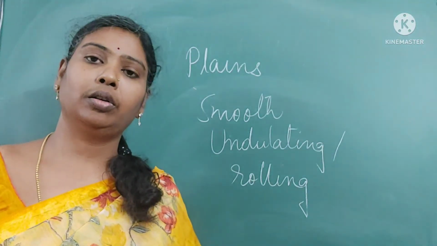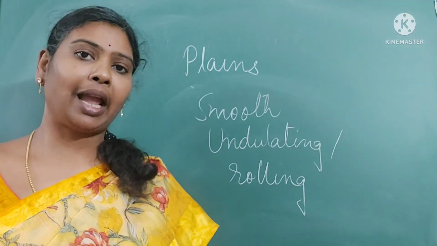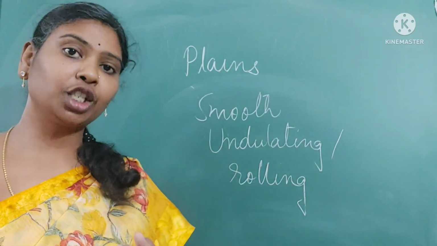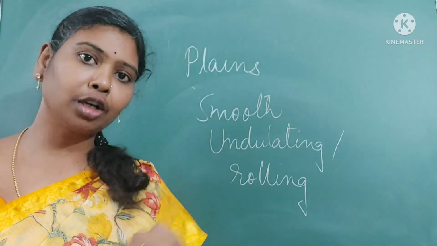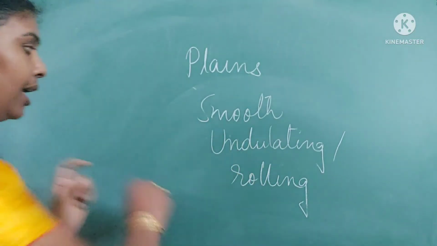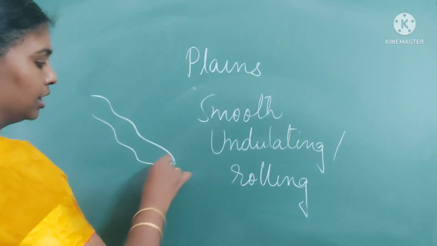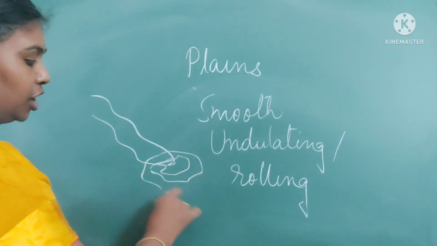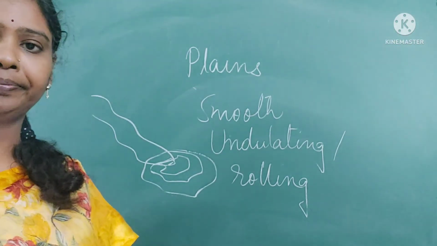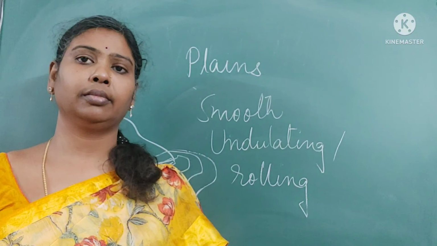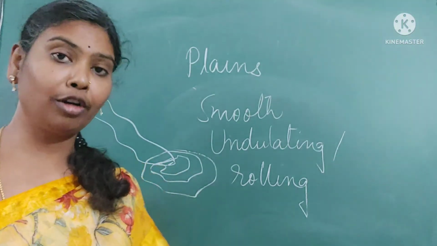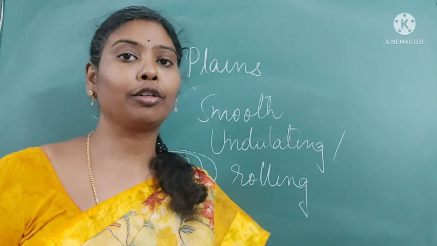Undulating or rolling. Right? And most of the plains are formed by deposition of alluvium which is brought down by the rivers. Right? So now let's see the formation of plains and the different types of plains.